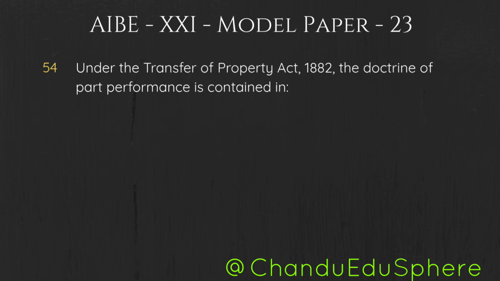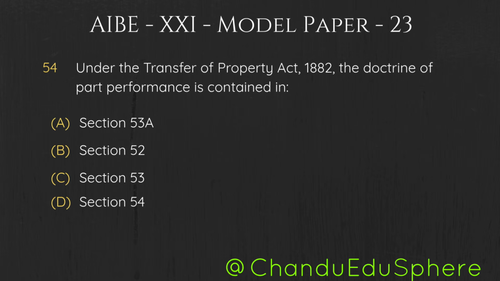Under the Transfer of Property Act 1882, the doctrine of part performance is contained in Section 53A of the TP Act 1882 embodies the doctrine of part performance, protecting a transferee in possession under a written but unregistered contract of transfer from being dispossessed by the transferor. Section 53A.